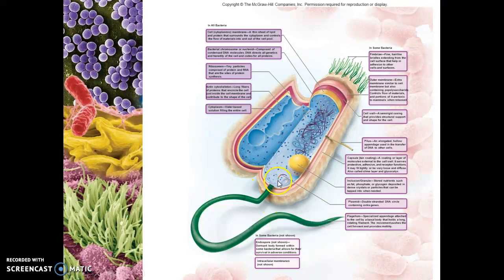All right, here is a plasmid. The plasmid is going to be a short circular piece of DNA. It's not found in all bacteria. So here up here, some bacteria cells, anything here, it's going to be found in some. The plasmid is a double-stranded DNA circle, and it contains extra genes.